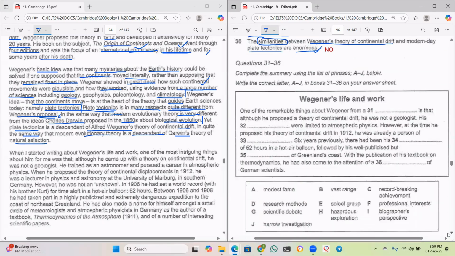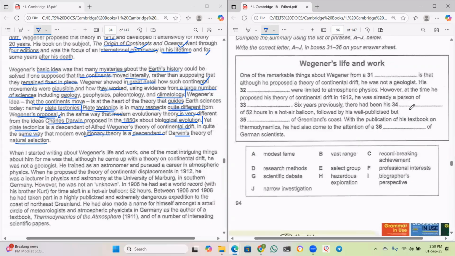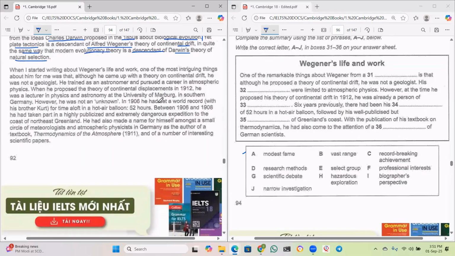So, next we have fill in the blanks. But for fill in the blanks, we have some options here, A to J. So we have to write the alphabet, A, B, C, D. So please be careful here. You have to first find the word, then match the word with the synonym here. You may not have the same word here in the passage. You have to match the word with the synonym and write the alphabet here. So it is a bit tricky. So please be patient and please be focused.